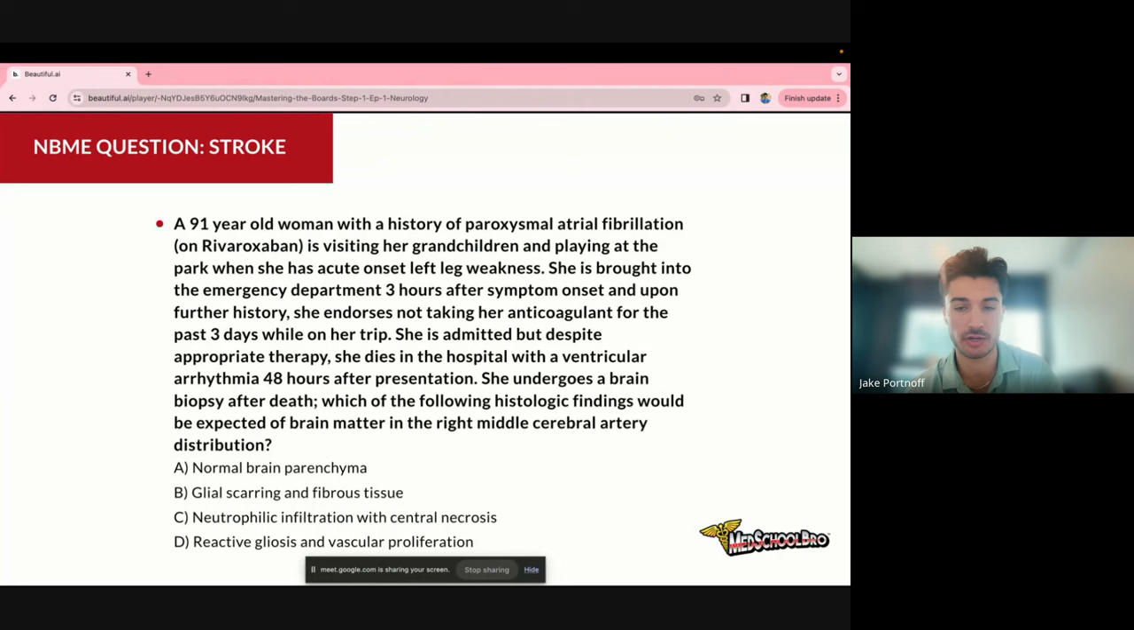All right, guys, this is tying in your post-ischemic timeline here, but put your answers in the chat of what you guys think for this question. C, I see a lot of C's. If you're saying C, you're absolutely correct. Neutrophilic infiltration with central necrosis. Now, guys, here is where we're going to be very particular with our timeline and duration in which we see these histological findings. And what we're going to do in the next slide is integrate this all.